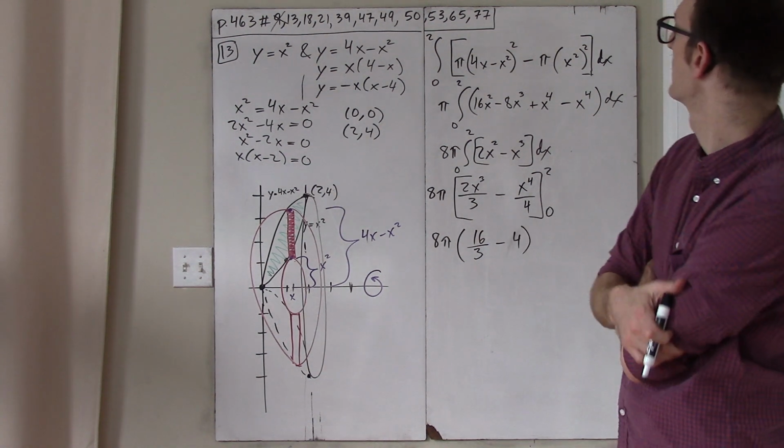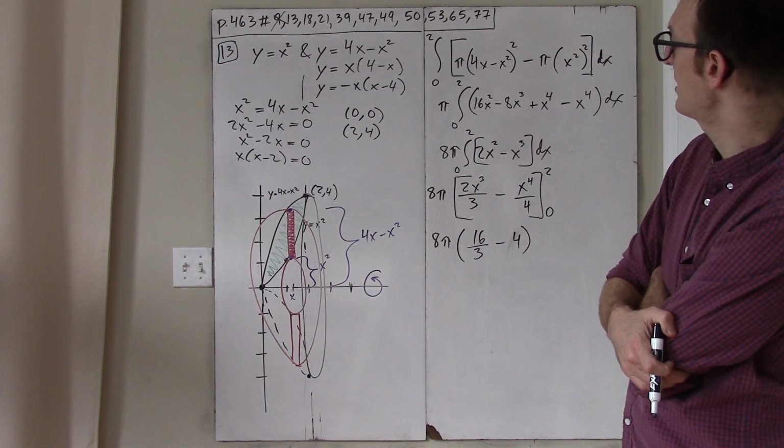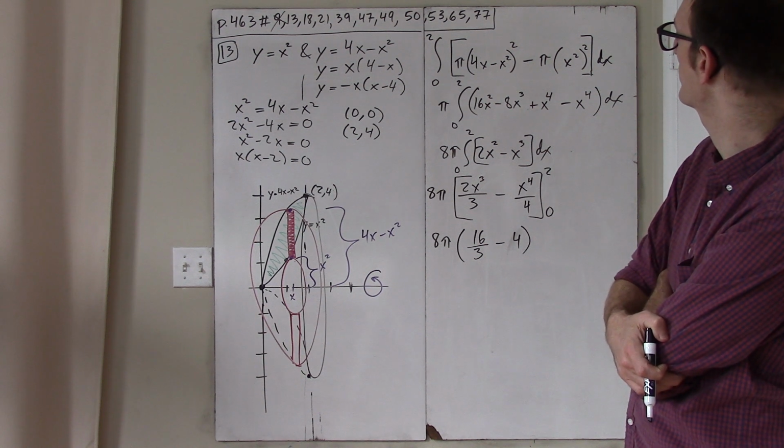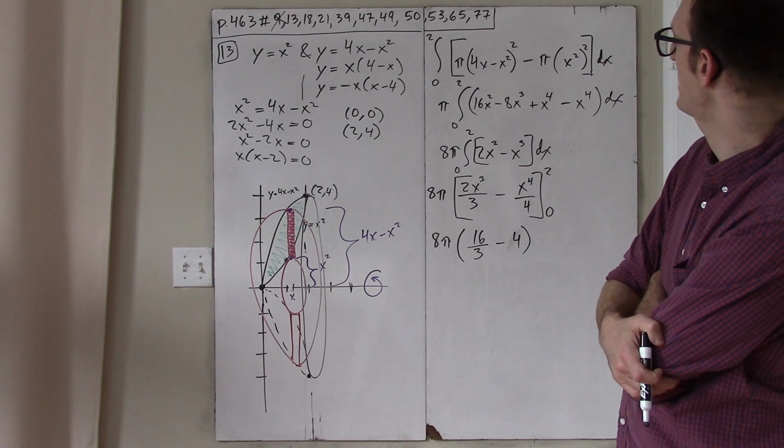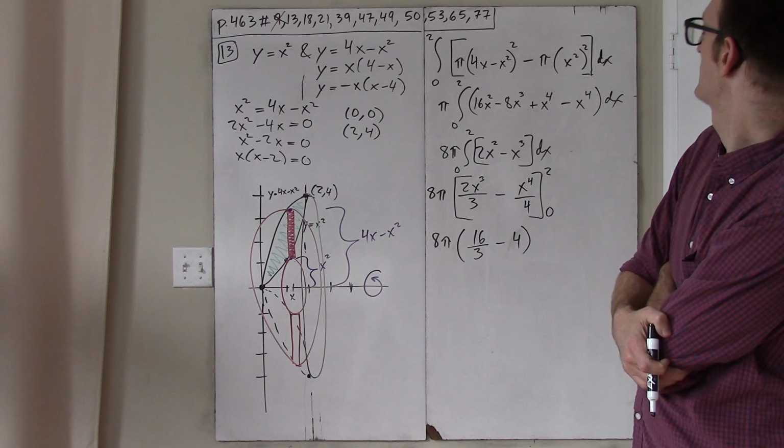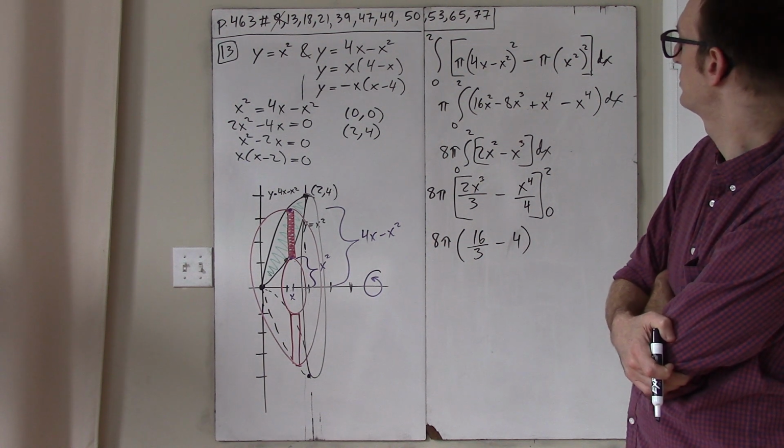Oh boy, what did I do wrong? Inner radius, outer radius minus inner radius squared, plus x to the 4 plus 16x squared minus 8x cubed. Take out, cancel, boom, boom.